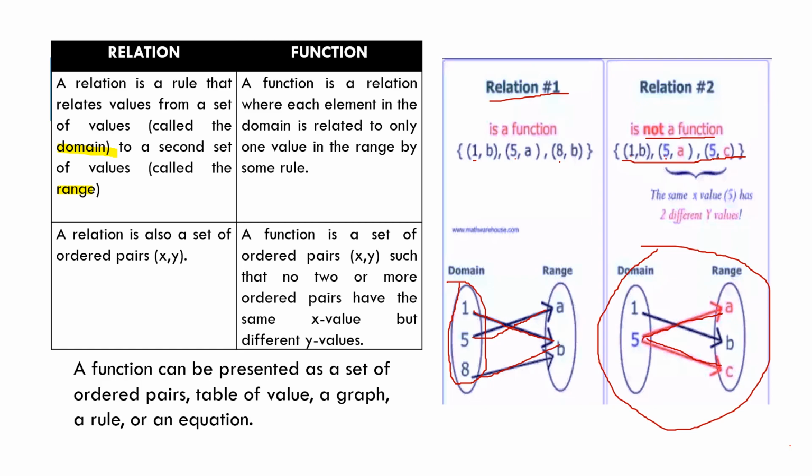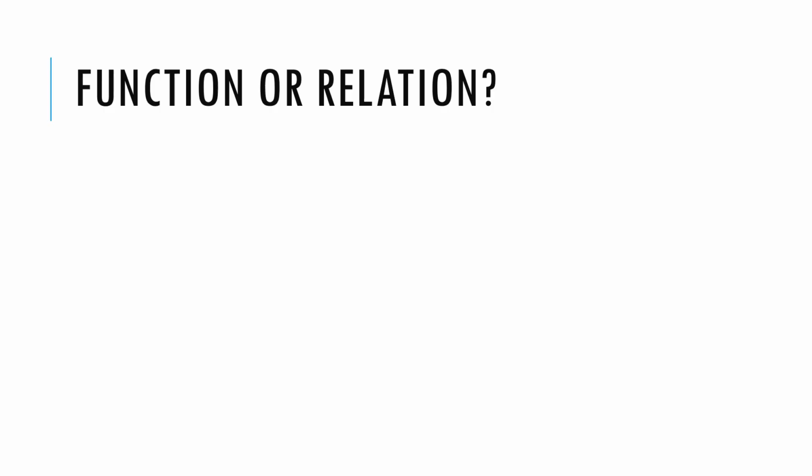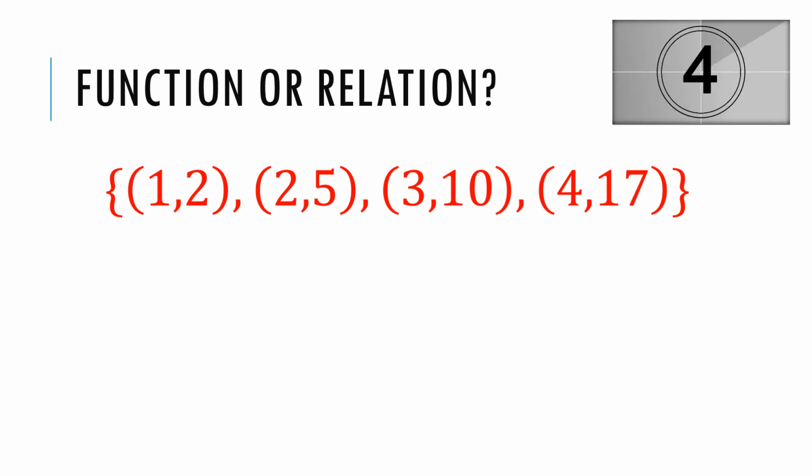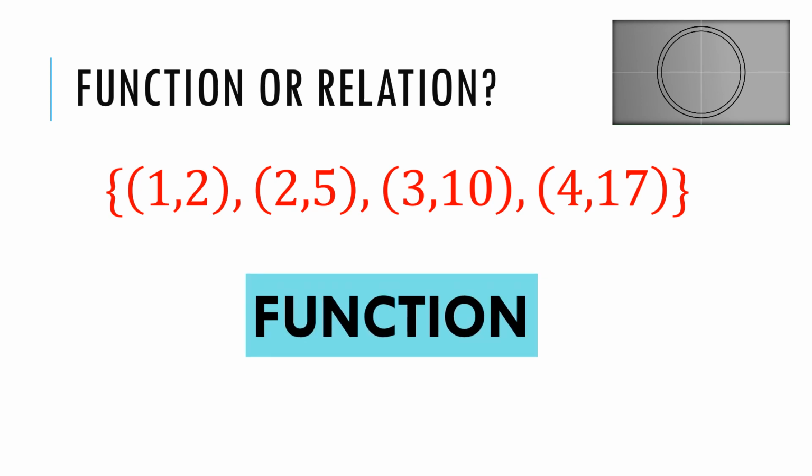And that's it. Now, let's have an activity. We're going to identify if the following given is a function or a relation. I will give you 5 seconds to answer, or you may pause this so that you can have more time to think. First, the set of ordered pairs (1, 2), (2, 5), (3, 10), and (4, 17). Function or relation? 5, 4, 3, 2, 1, and the answer is, it's a function.